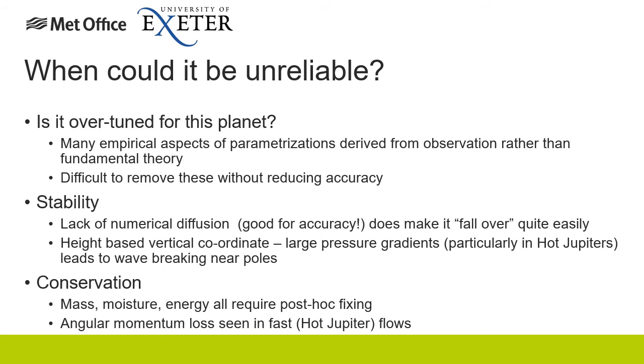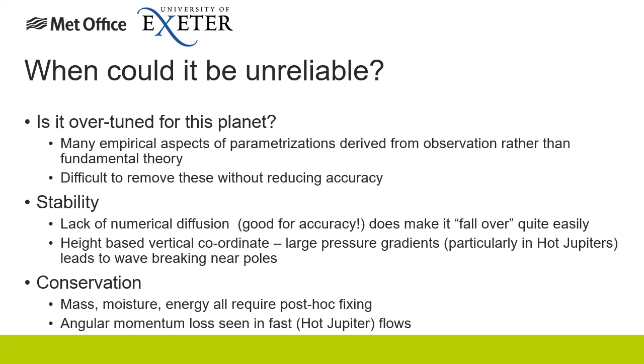The second thing worth saying is stability. The lack of numerical diffusion makes it good for accuracy, but it does make it quite tricky to run at times. It falls over very easily. And the height-based vertical coordinate can, particularly on hot Jupiters, lead to large pressure gradients, and you get wave breaking near the poles, which again causes it to fall over very easily.